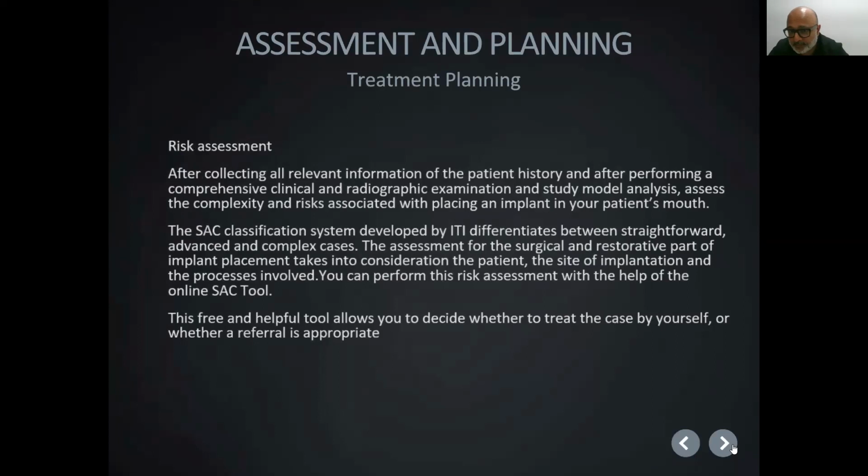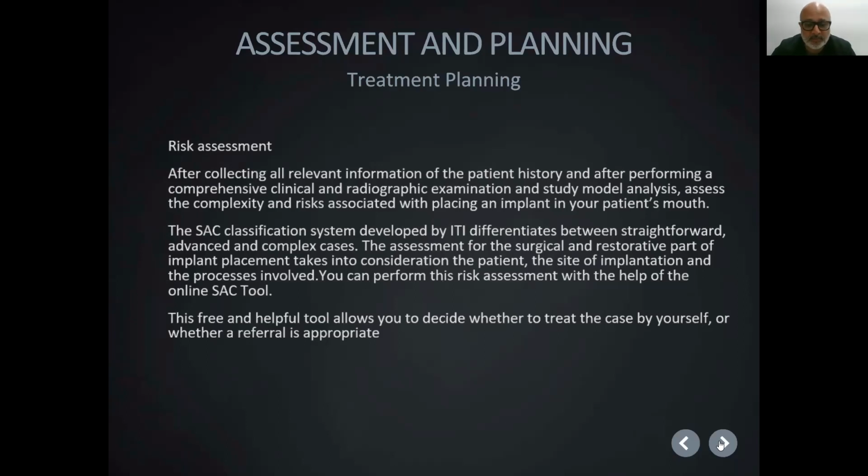Okay, risk assessment. After collecting the relevant information, patient history, after performing a comprehensive clinical and radiographic examination, studying models, and assessing complexity, you need to see whether or not the case is for you. The ITI, a wonderful institution, have introduced what's known as the SAC tool. You can download this, so please have a look for it. I'll have a look for you if you can't find it. It allows you to classify your cases into simple, advanced, and complex. It then gives you a scope, and you can see whether that's in your scope of practice, whether you need to refer out.